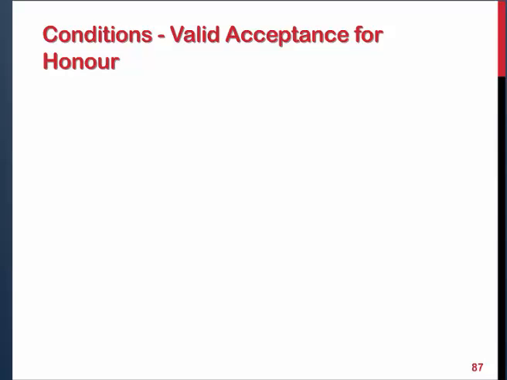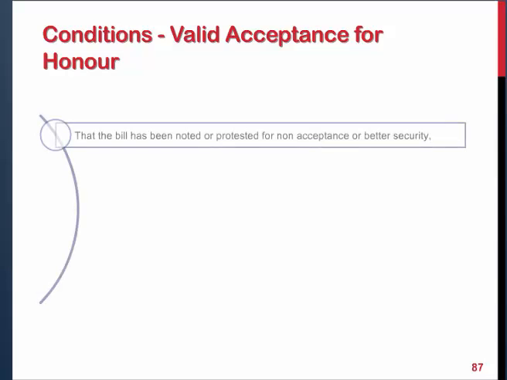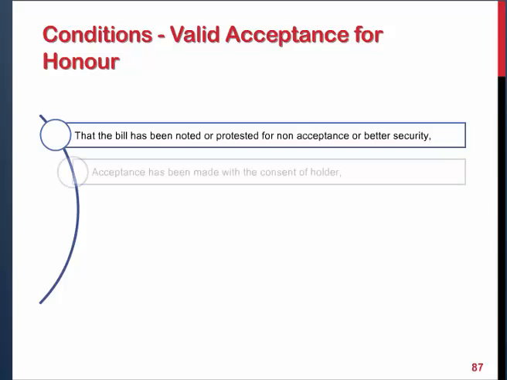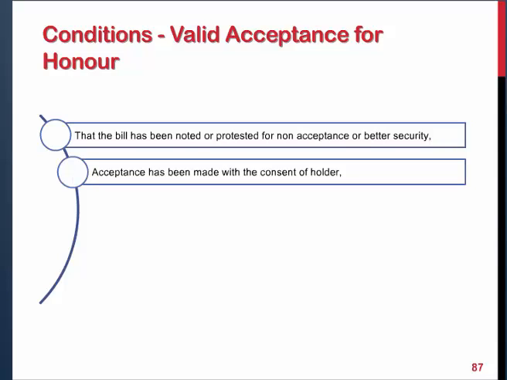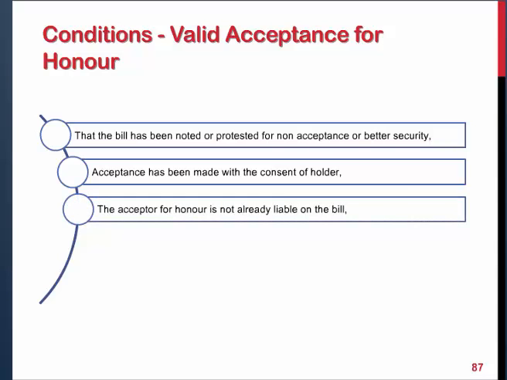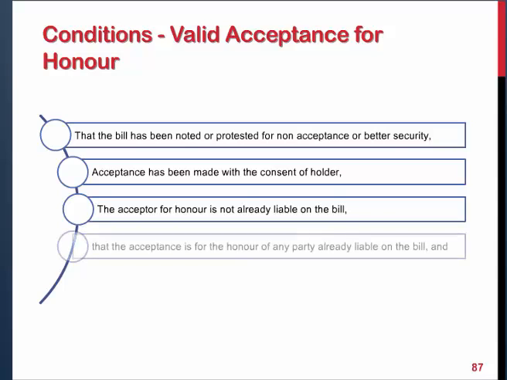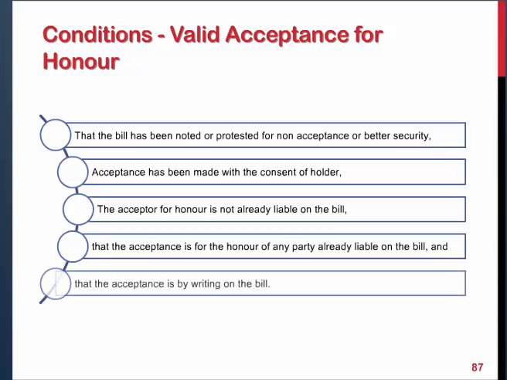An acceptance for honor will be valid only if the following conditions are satisfied. That the bill has been noted or protested for non-acceptance or better security. That such an acceptance has been made with the consent of the holder. That the acceptor for honor is not already liable on the bill. That the acceptance is for the honor of a party already liable on the bill, and that the acceptance is by writing on the bill.